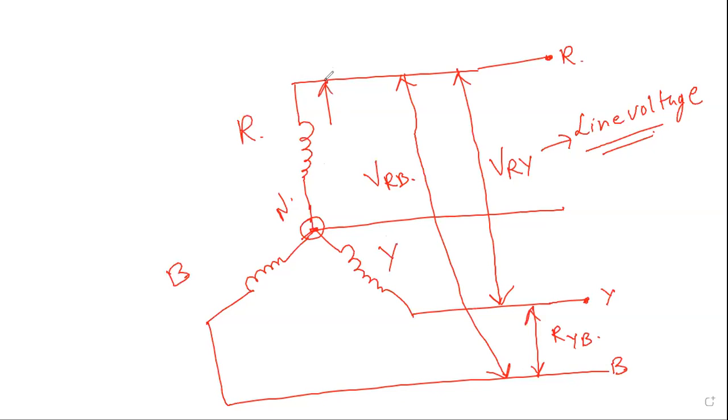Suppose this is VRN. So this is one voltage. Then between your Y and N, there is one voltage. So this is V of YN, and we have also a voltage between B and N. Suppose this is that voltage, VBN. So these voltages that are occurring across these windings are nothing but your phase voltages.